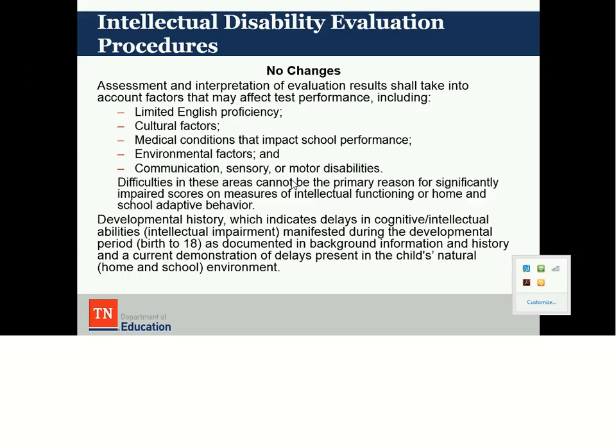There were no changes when we're looking at those rule-out factors associated with the primary cause of things that may impact test performance, such as limited English proficiency, cultural factors, medical conditions, environmental factors, communication, sensory, or motor disabilities. So we're still trying to rule out that none of those things are the reasons why the student performed poorly on a test before we're identifying the student under intellectual disability. And this disability does take place during the developmental period between birth to 18 years of age.